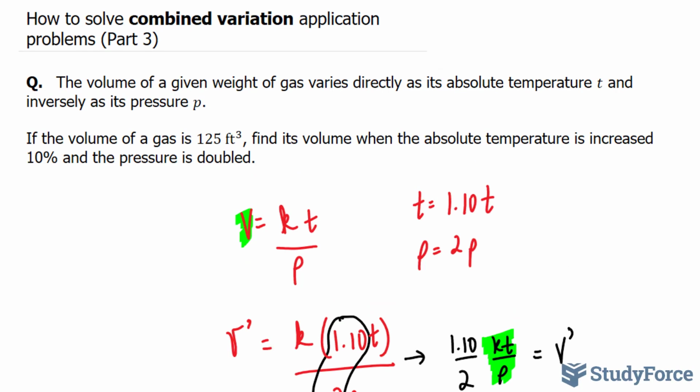And so there you have it. That is how to solve combined variation application problems. If this question did not make sense to you, I do have 2 other parts of this series. Feel free to review them, and hopefully you'll understand this concept a little bit more.